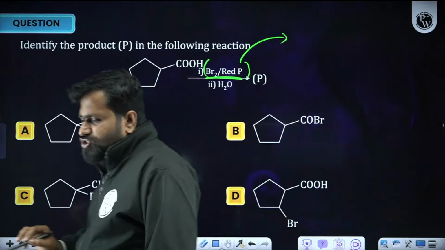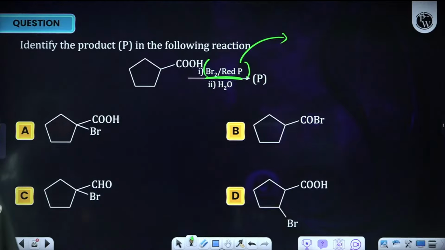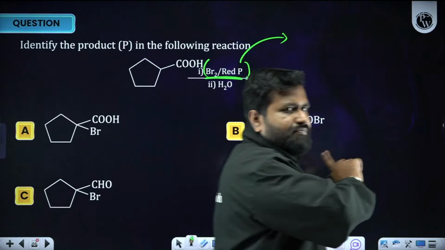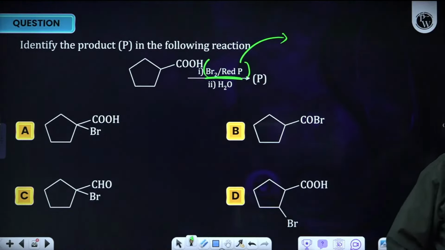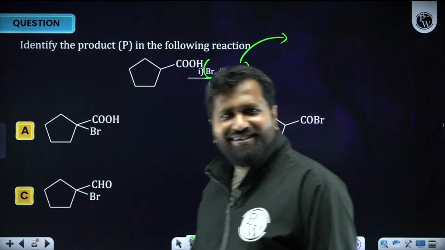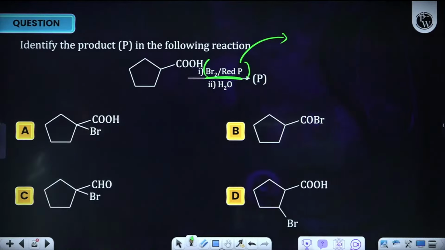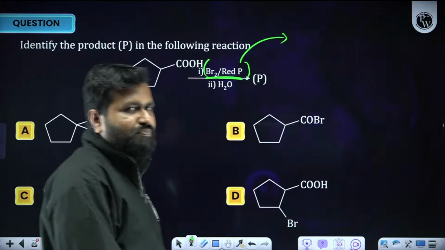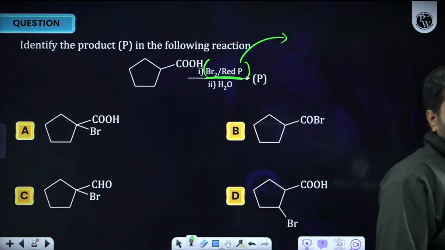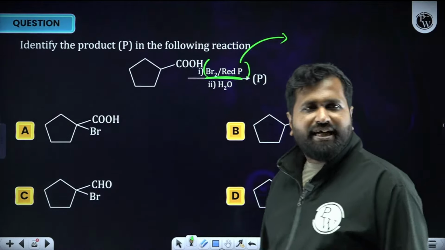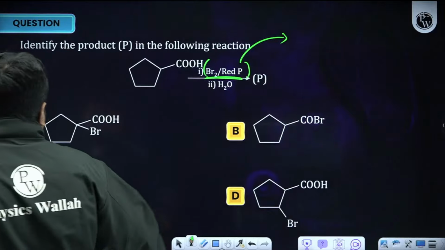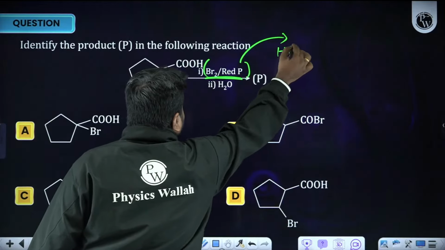What is the name reaction involved here, my dear students? Please do let me know. What is the name reaction involved here? Please do tell me. What will be the name reaction? We will be getting the HVZ reaction.